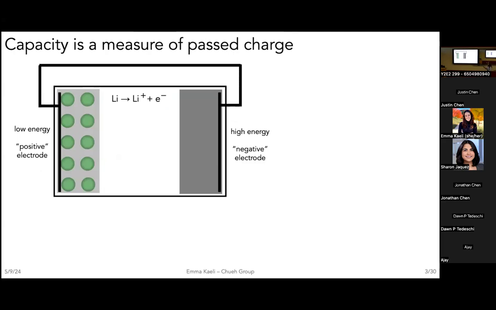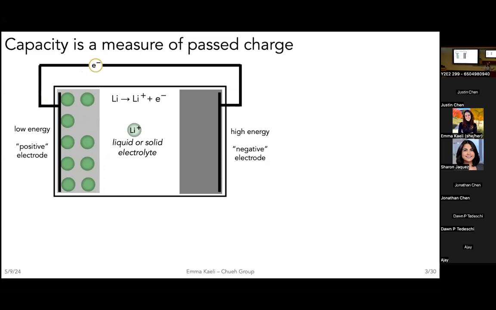I'm going to walk you through an understanding of capacity with a small cartoon. This is a cartoon of a battery. On the left-hand side is the positive electrode. It is also the low energy electrode. It is where in a lithium-ion battery, your lithium starts out when you are discharged. On the right, you have the high energy electrode or the negative electrode. When you charge, your neutral lithium atom splits into lithium electron and lithium ion. The electron travels through the external circuit and the lithium ion goes into the electrolyte.